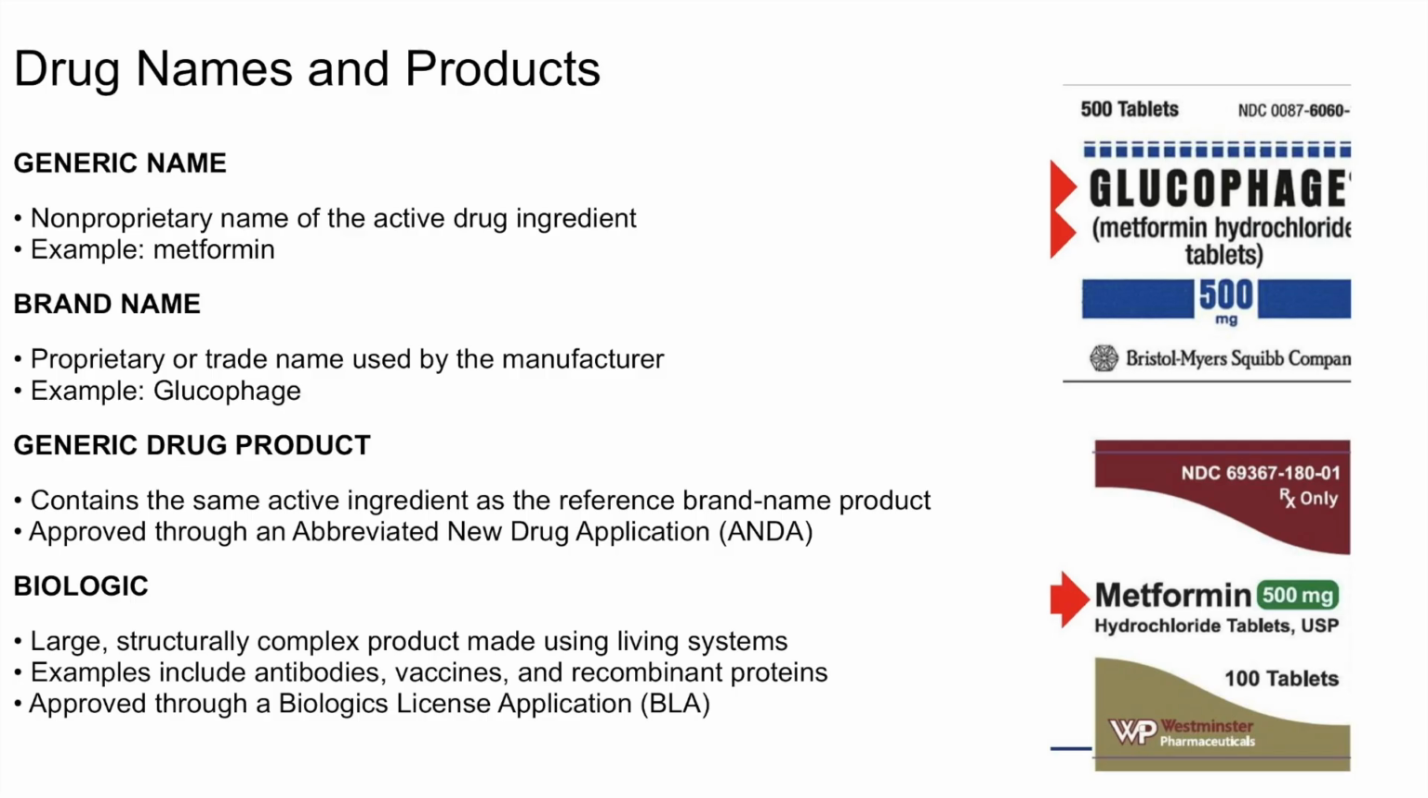And then you also have biologics, which are generally larger, structurally more complex products manufactured using living systems. So examples include monoclonal antibodies, vaccines, and recombinant proteins. Many biologics are approved through a biologics license application, or BLA, rather than a conventional new drug application.